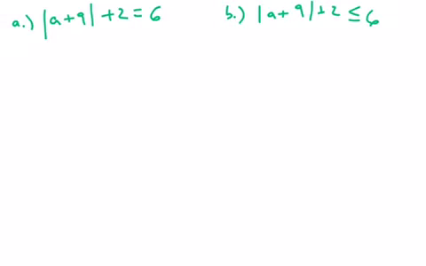Okay, let's look at these couple problems here with dealing with absolute values. So, absolute value of a plus 9, plus 2 equals 6. How do we go about solving this? Well, the key is to first, you always want to get the absolute value by itself.